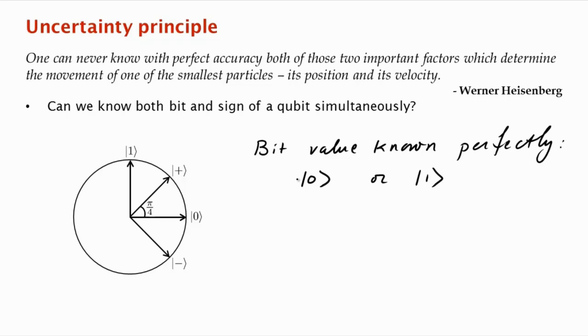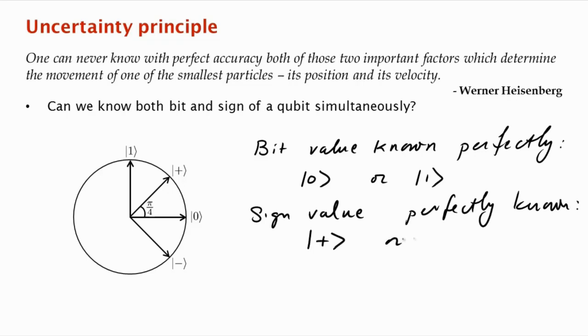Let's imagine we are on the real plane, so we don't have to worry about this unknown phase. What about for the sign value to be known perfectly? For the sign value to be perfectly known, it must be in the state plus or minus. But can't we get close to knowing both perfectly? Well, here's what's keeping us from knowing them perfectly. The reason is that these make a 45-degree angle with each other.